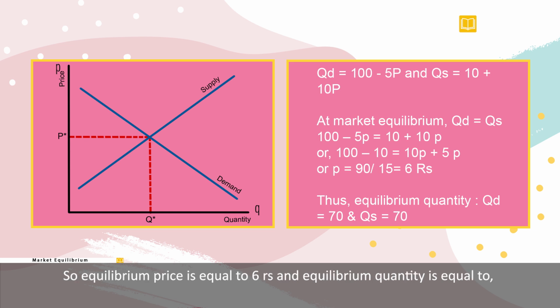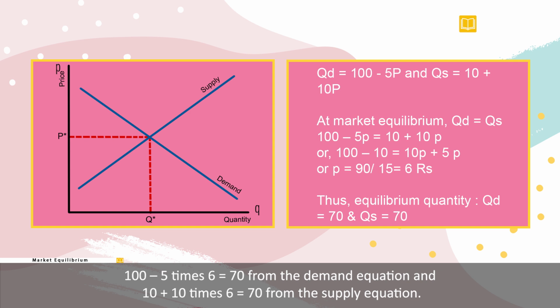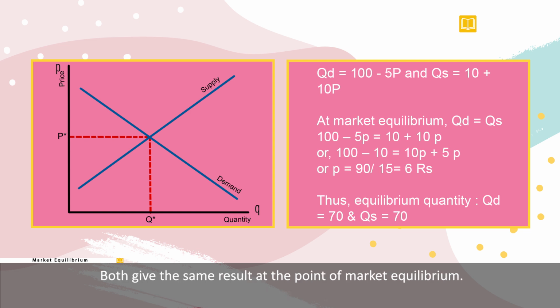So equilibrium price is equal to 6 rupees and equilibrium quantity is equal to 100 minus 5 times 6, which is equal to 70 from the demand equation, and 10 plus 10 times 6 is equal to 70 from the supply equation. Both give the same result at the point of market equilibrium.